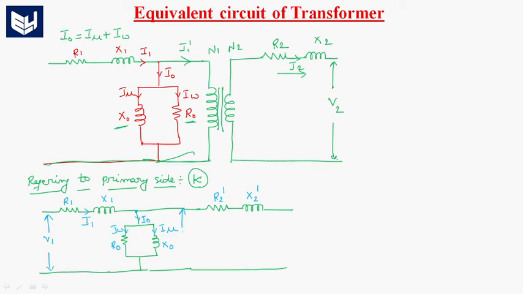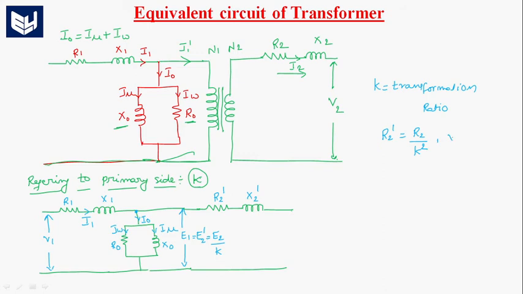Here we can get the EMF induced in the primary winding, that is E1. Now referring the secondary induced EMF to primary, it is E1 dash. We can write E1 dash is equal to E2 by K, where K is the transformation ratio. R2 dash is equal to R2 by K square. Similarly, X2 dash is equal to X2 by K square, where K is the transformation ratio.